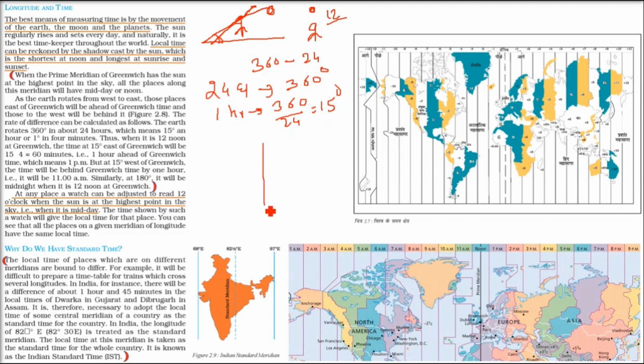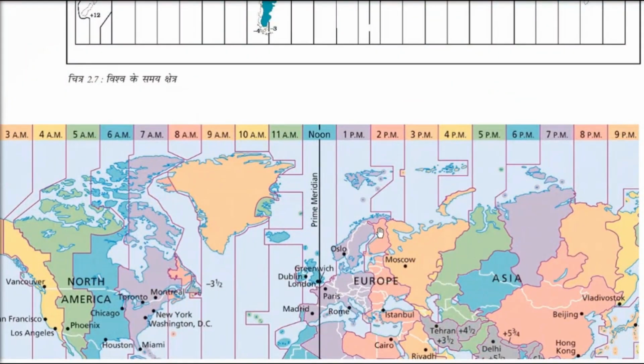So if you take the prime meridian and you go 15 degrees on the left hand side or right hand side, what will be the difference? The time will be 1 hour different. Any place which is 15 degrees behind or 15 degrees ahead of Greenwich, the difference of the time will be 1 hour, because 15 degrees is equal to 1 hour. So if you take some time at Greenwich, we can decide what is the time at any point of the world, knowing how many degrees it is.